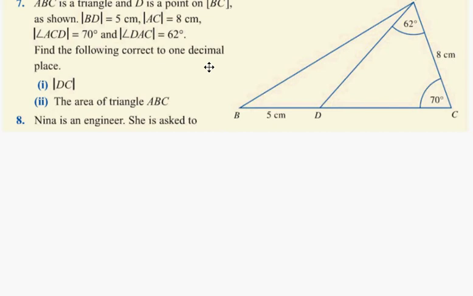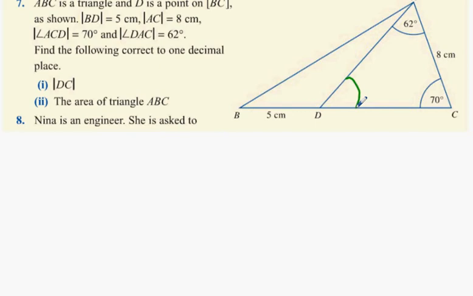ABC and D is a point on BC, as shown. Find the following correct to one decimal place, DC. Now, before you decide on sine rule, cosine rule, Pythagoras theorem, SOHCAHTOA, make sure you fill out as much information as is available to you. This angle here is available to me because I can add the two of them up together and take it away.